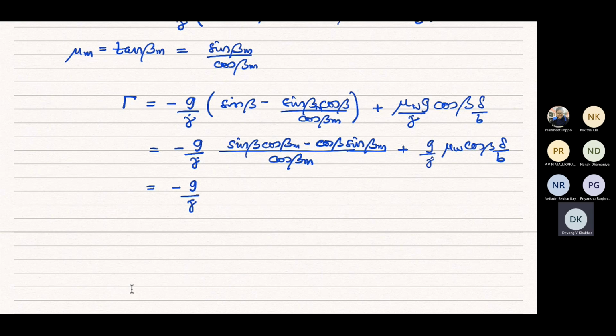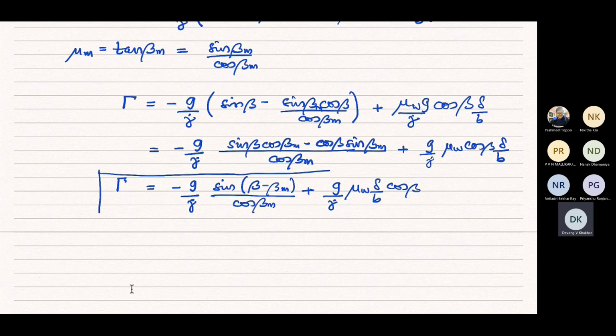So this is just sine of A minus B, where A is beta and B is beta m. So this is sine of beta minus beta m divided by cos of beta m, plus G by gamma dot mu w delta by b cos of beta. So this is the expression that we get. And you can see now it's looking a little like what the BCRE and other models were.